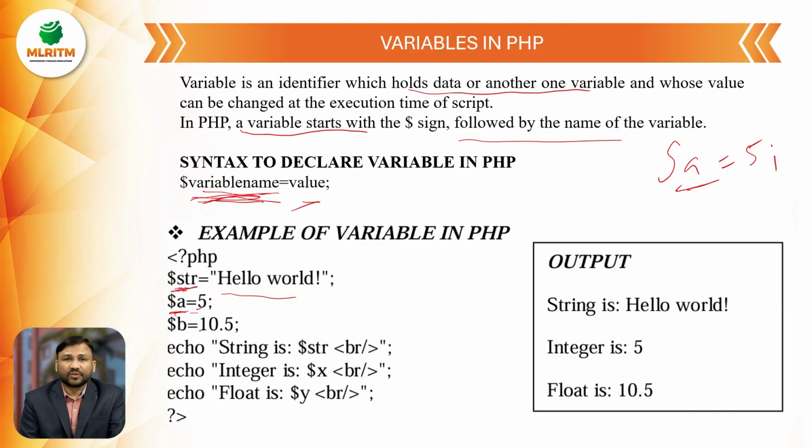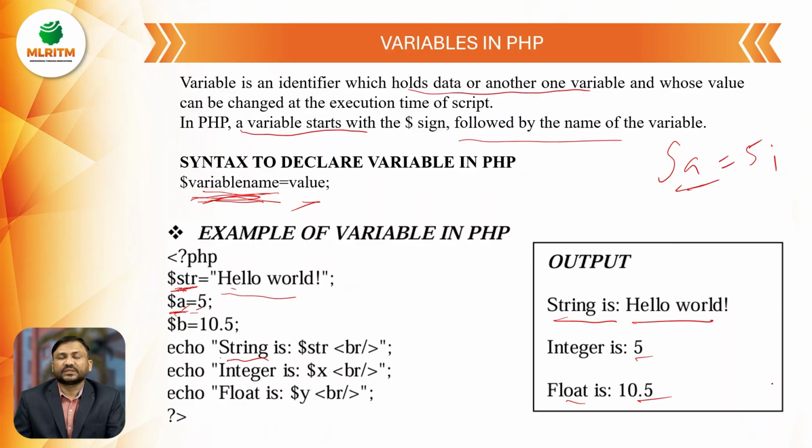Same way, $b, some value I am giving. I want to display these three variable values: string, a, and b. Simply I am using the echo command. Once we execute this program, you are going to see the following outputs, whatever we wrote here: the string is Hello world, then integer 5, and float 10.5.